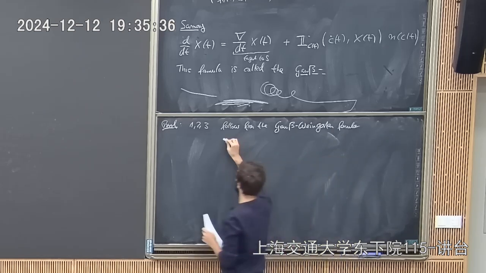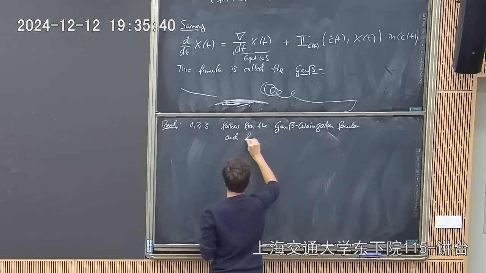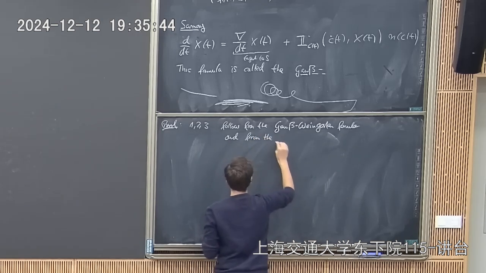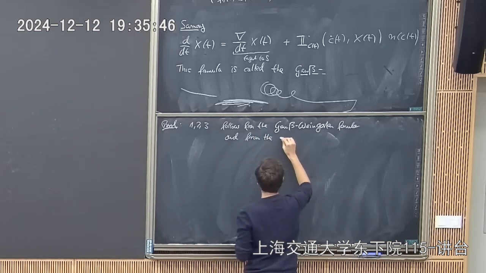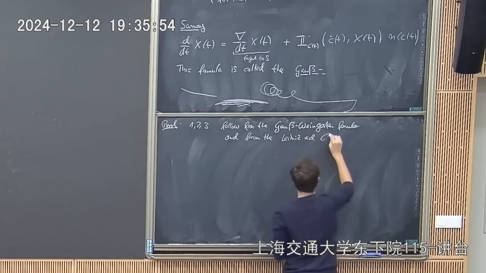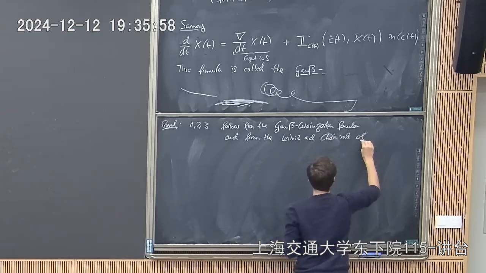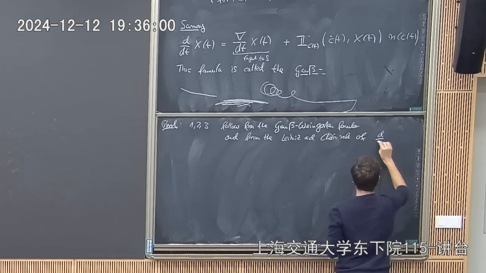Formula for 2 and 3, and from the formulas, from the chain rule and Leibniz and chain rule, of the normal ddt of x of t.